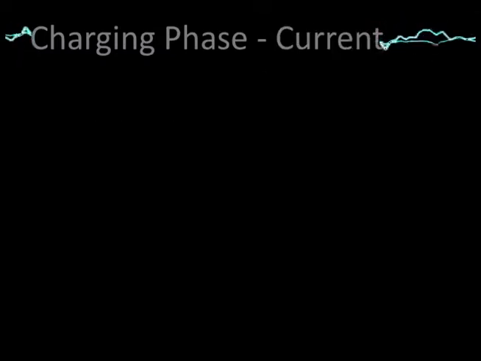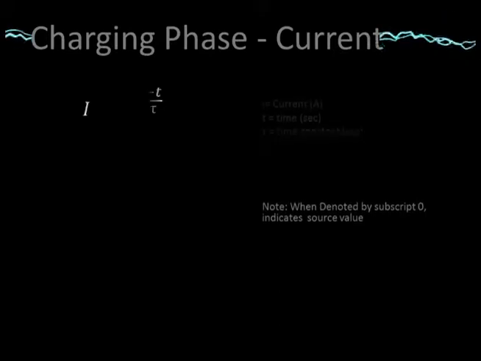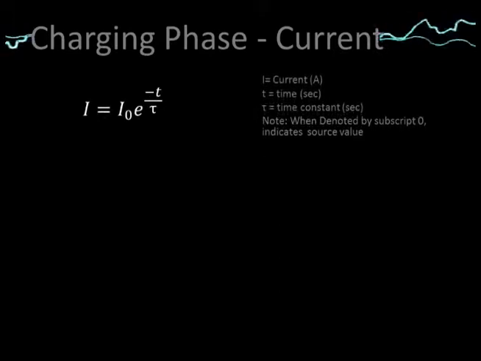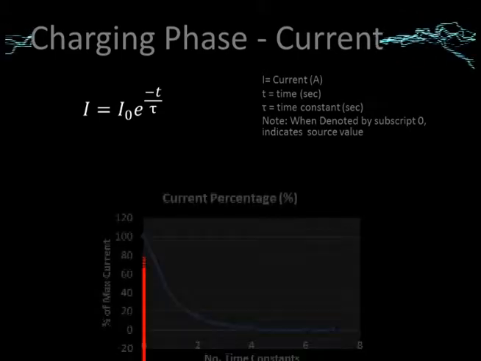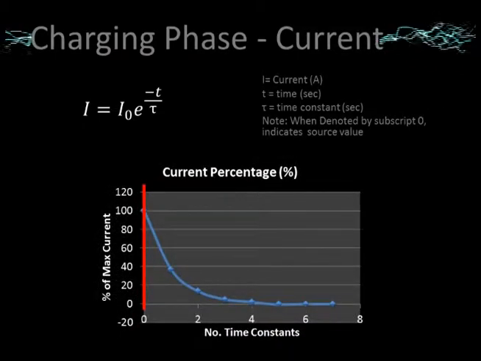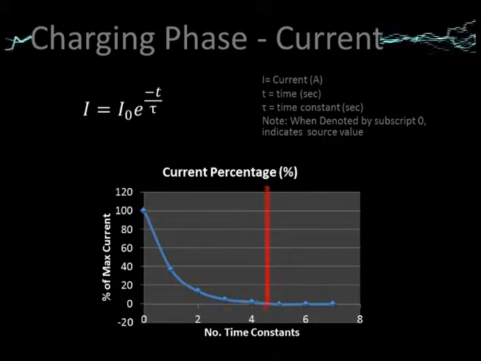Now for the current in the charging phase, where the current is equal to the maximum current times e to the minus t on tau. Once again, t equals time and tau equals the time constant. As the graph shows, initially there is the maximum current going through the capacitor, and as time goes on, over a period of 5 time constants it slowly goes down to 0.